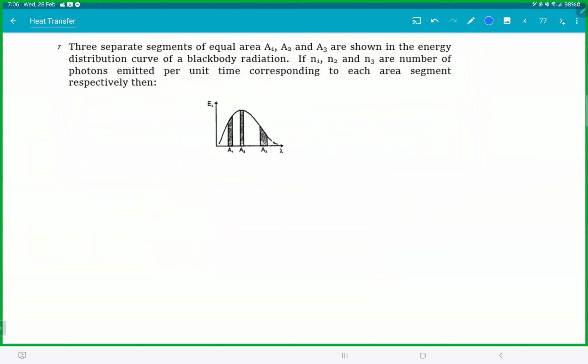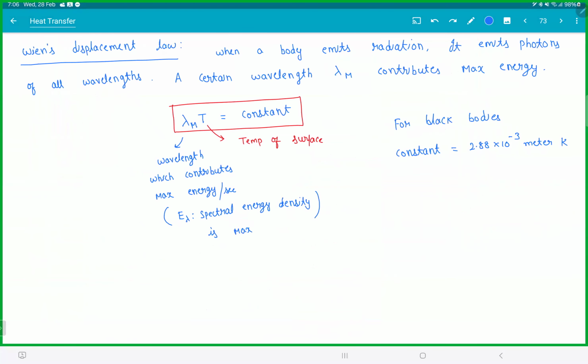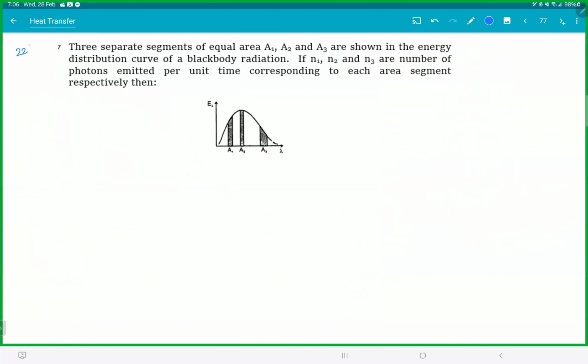So, what was the last question? 21. So there, E lambda versus lambda graph is given. So arrange N1, N2, N3 in ascending order. So there are three graphs of equal area, A1, A2, A3, and the number of photons emitted are N1, N2, N3.